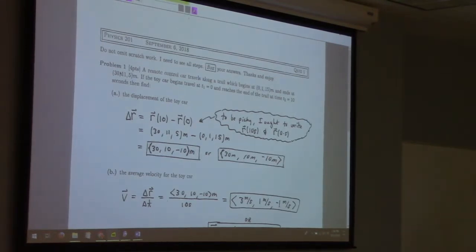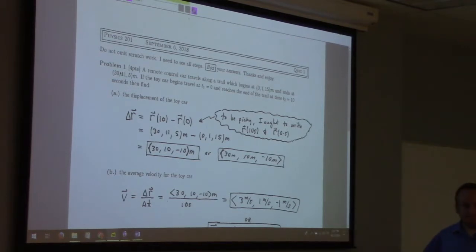So to start with, to find the displacement, I take the final position minus the initial position, right? That gives me 30, 11, 5 minus 0, 1, 15. So we just subtract the x from the x, the y from the y, the z from the z, and out pops 30, 10, minus 10 meters. Or if you prefer, you could write it 30 meters, comma 10 meters, comma minus 10 meters. It's all good. All right?